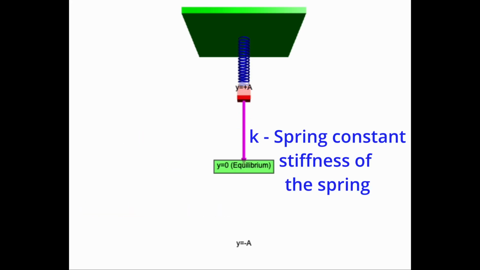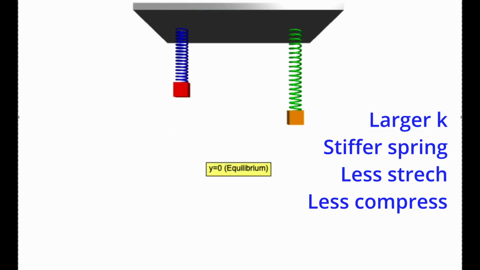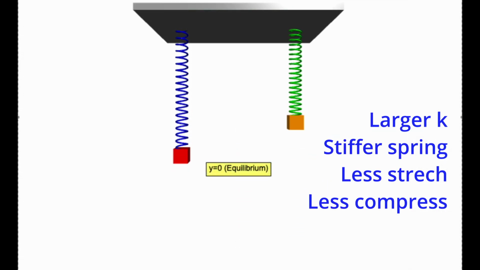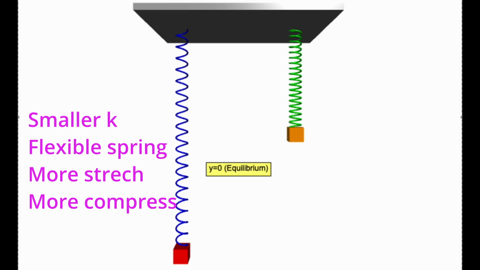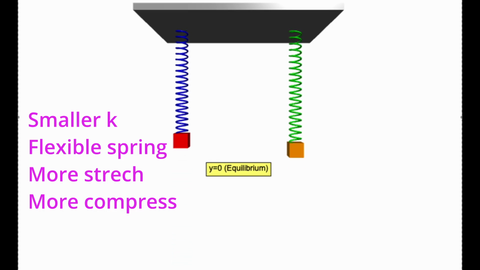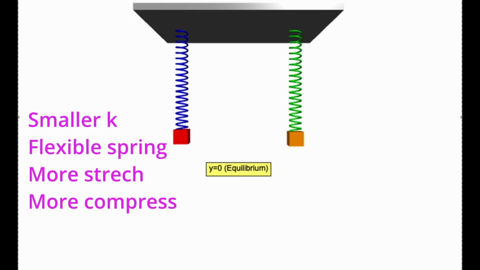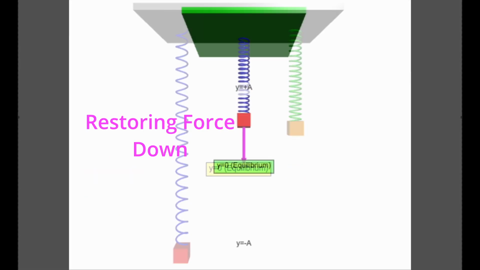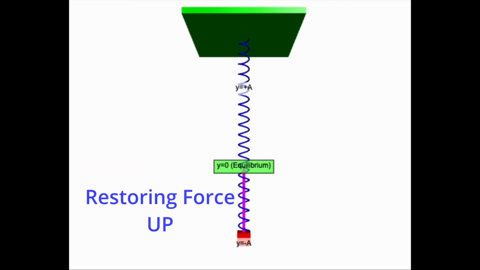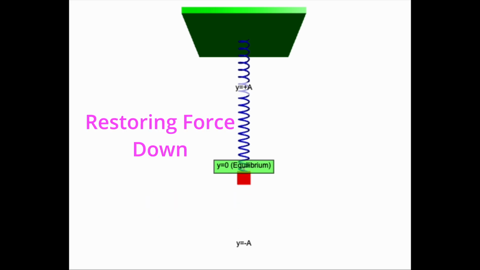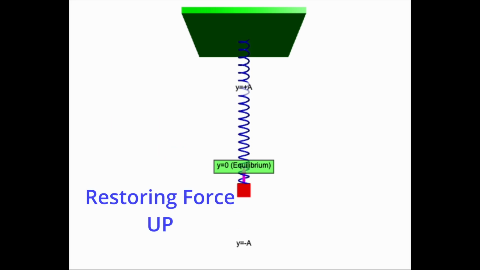The spring constant k measures the stiffness of the spring. A larger k means the spring is stiffer, so it doesn't stretch or compress much. A smaller k means the spring is more flexible, so it stretches or compresses more under the same force. The minus sign in the equation indicates that the direction of the restoring force is always towards the equilibrium position.